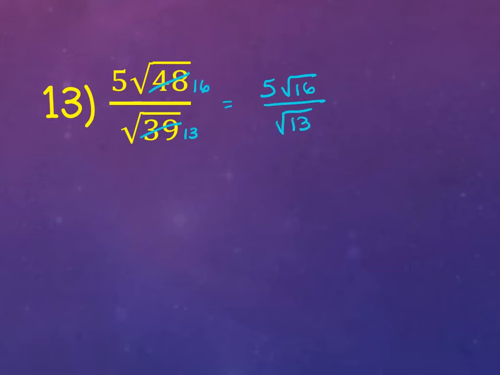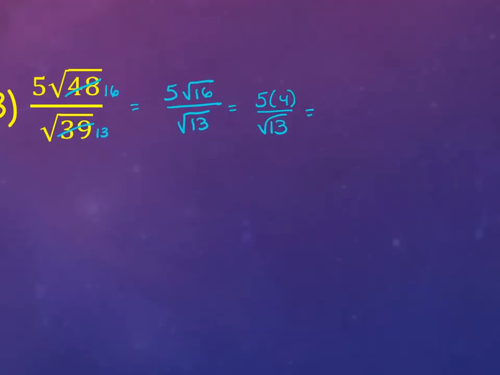Can I simplify that further? What's the square root of 16? 4. So this becomes 5 times 4 over square root 13. And I get 20 over square root 13. And again, we're going to come back to what happens when I have a square root in the denominator because I have to do something with that. But for right now, we're going to leave it like it is.